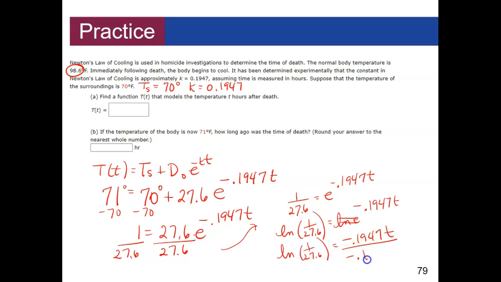Last thing we're going to divide here. So one more time, t equals, if I divide all of this out, 17.04. So it looks like this person was killed approximately 17 hours ago. And that's how Newton's law of cooling is used to investigate homicides and determine time of death.